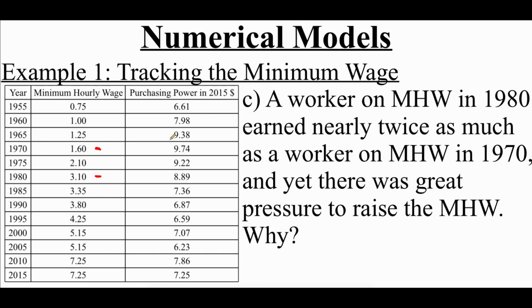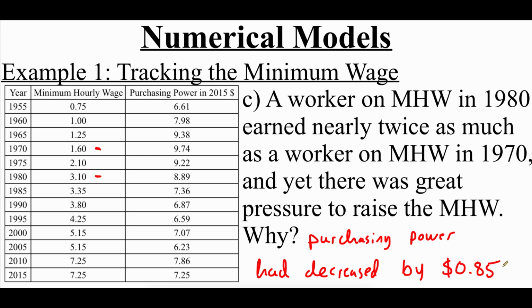And what we need to look at is that purchasing power in our 2015 dollars. In 1970, that $1.60 was worth about $9.74 in 2015. But if we look at 1980, that actually decreased. So even though the minimum wage itself went up, purchasing power actually went down by 85 cents. And anytime purchasing power goes down, that's when people really look at increasing that minimum wage.